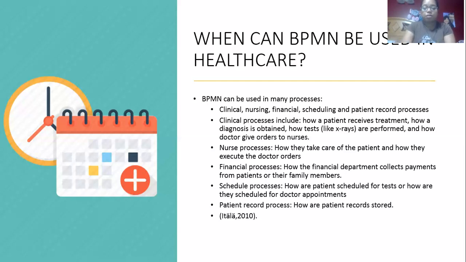For financial processes, this could be how the financial department collects payments from the patient or the family members. So the financial department could call a family member, obtain a credit card number, or they might be able to go to the patient's room if the patient's not in a critical unit or something. I know where I work in the hospital, we have a business office. And then they just go up to the patient's room and they'll ask if they have a credit card on file and then they'll collect a payment. Or they could call a family member and get a credit card number. So that could be a step that this type of diagram could show.